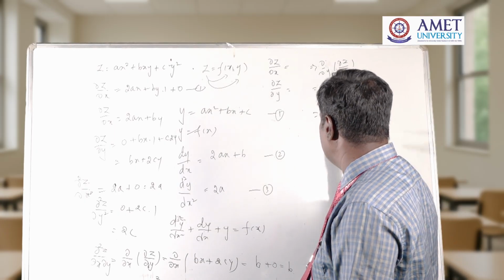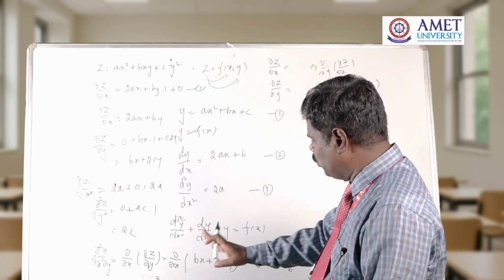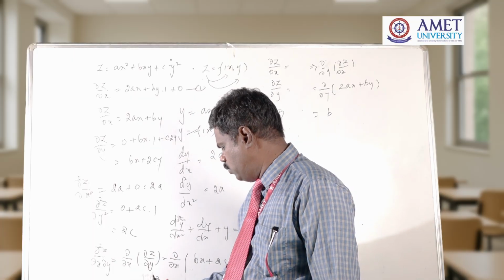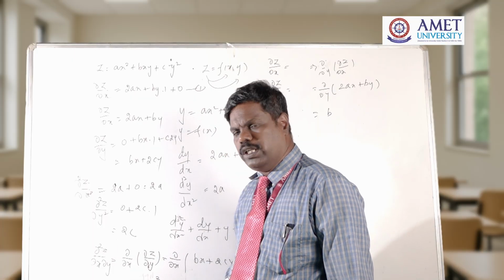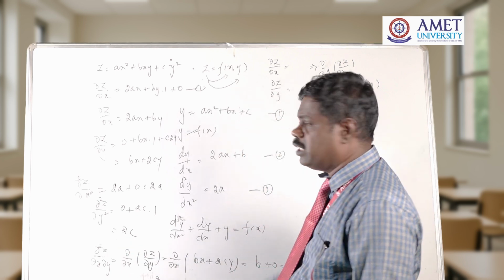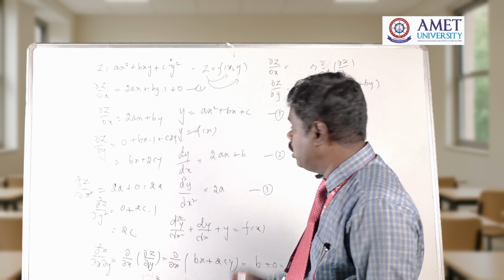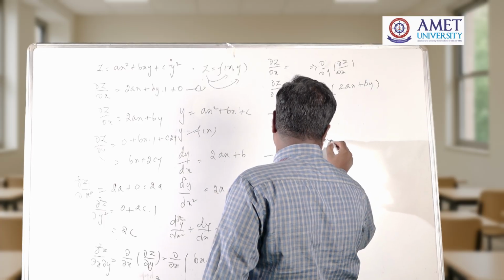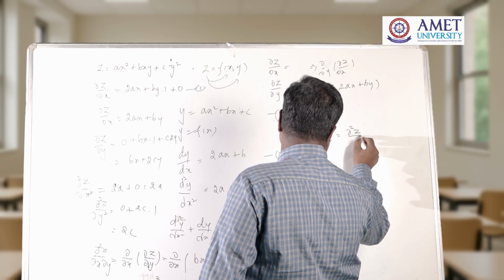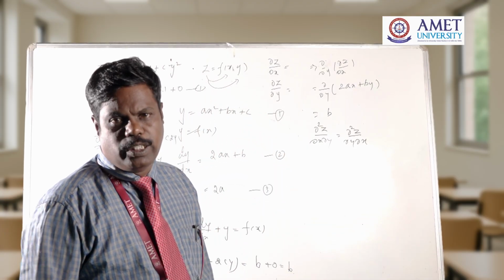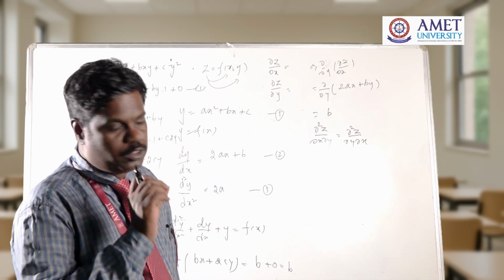Only b. Now you can ask, sir, you found ∂²z/∂x∂y and you found ∂²z/∂y∂x, and both the results are equal. Here also b, here also b. My question is, is ∂²z/∂x∂y equal to ∂²z/∂y∂x? When is it to be equal? It is a question.